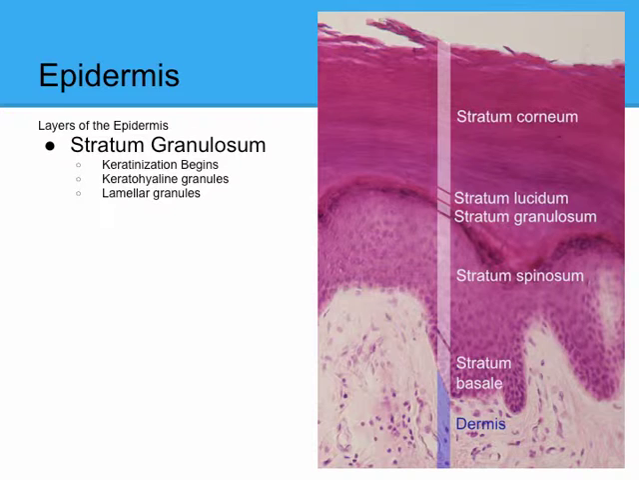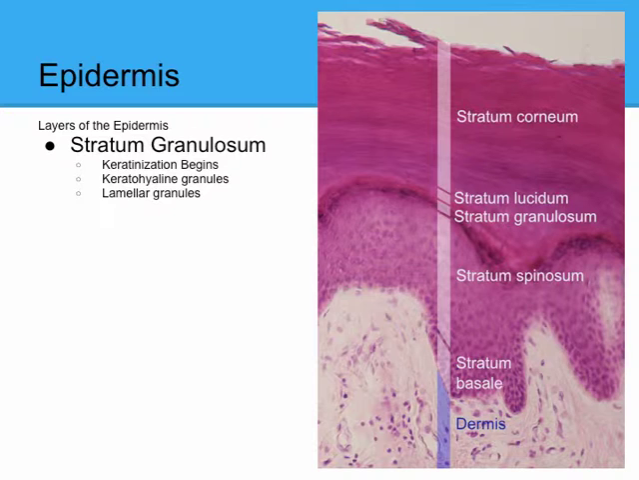So the cells here are beginning to decompose, the nuclei and the organelles are beginning to disintegrate, and the cell is starting to flatten, okay? We're going to find 2 types of granules start to appear here. Remember, granules are just vesicles, little spheres containing something within the cell, okay? And sometimes they're called secretory granules because the contents are released into the extracellular space. These 2 granules that we start to see here are called keratohyalin granules and lamellar granules.